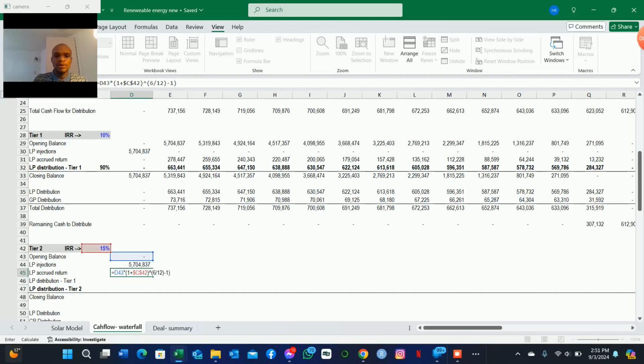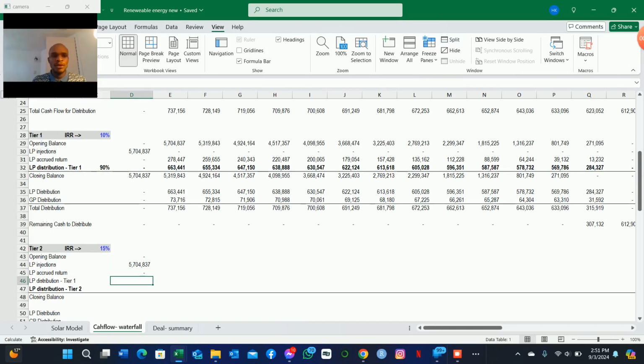We close the bracket, and then we go back to make sure that we have another bracket open to make sure we're doing it right, and then we can press enter. This is the accrued returns for this tier 2 for the limited partners. We close the bracket, I will press enter. We know that they're going to be paid after this hurdle rate is reached. So to account for the limited partners distribution in tier 1, we will just reference the distribution that was made in tier 1. We have it right there.